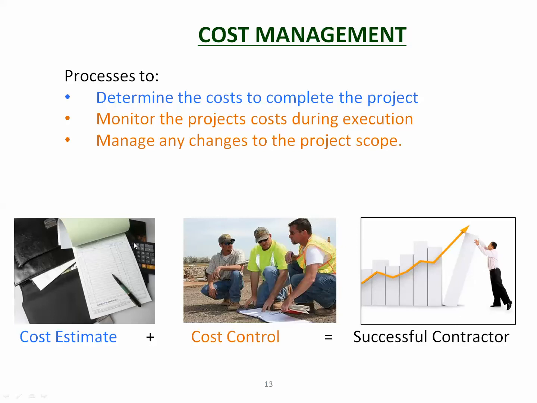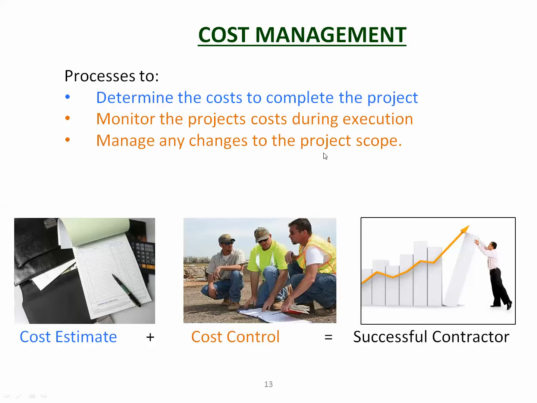The first thing you need to do is estimate that budget. So you get to set the rules, you get to set the budget, and then you're going to make sure that once you've set the budget, you bring it in on time. So the processes in cost management is firstly to determine the cost to complete the project, and that is making up the budget, saying this is what we're going to do it for, and then monitor the project's cost during execution to make sure you are going to bring it in on budget, and manage any changes.